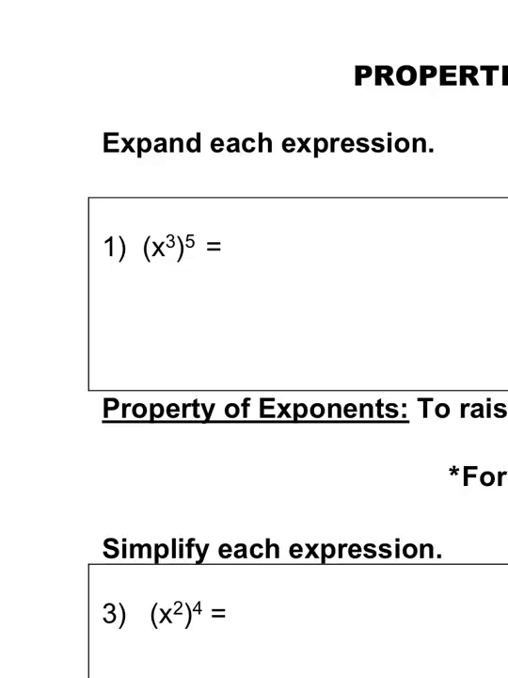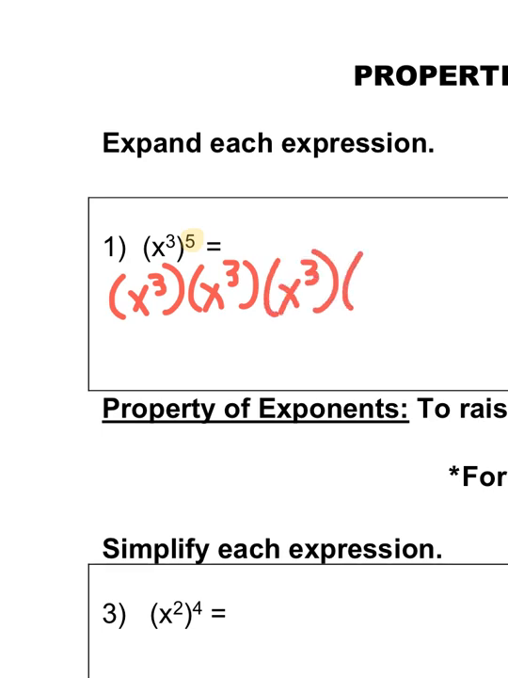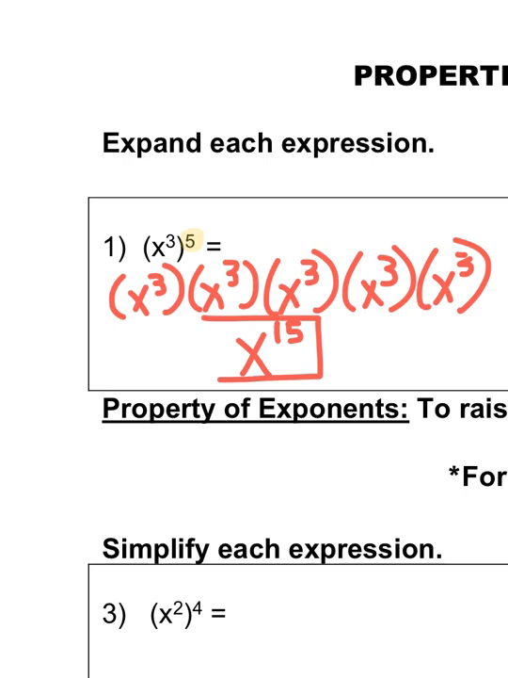Notice that there's an exponent on the outside of the parentheses. So the method that we're going to use is to stamp out whatever is inside the parentheses. Just like a stamp, we are going to repeat x to the third 5 times. Now that we have it stamped out, we can use some of the properties that we used yesterday, which is if the base is the same, you can add the exponents. So this would be x to the 15th power.